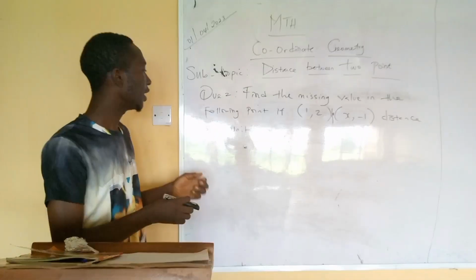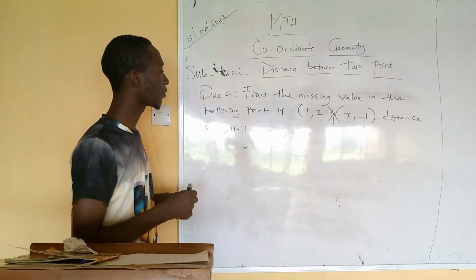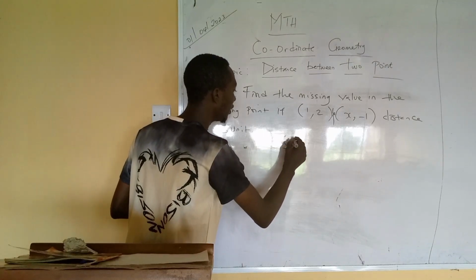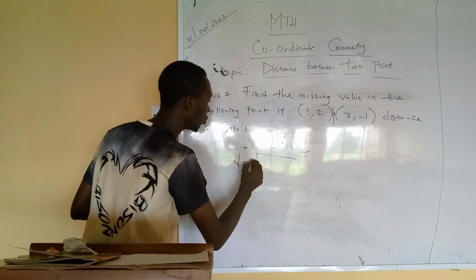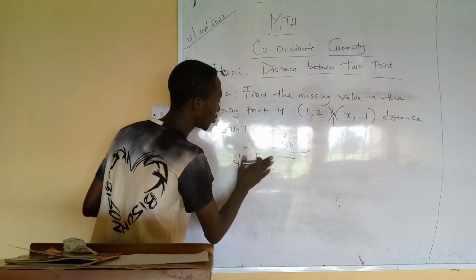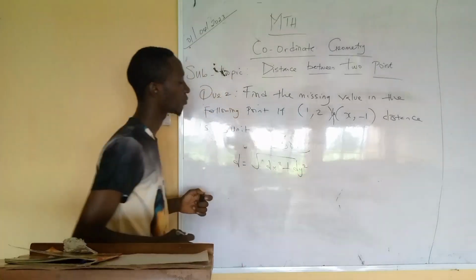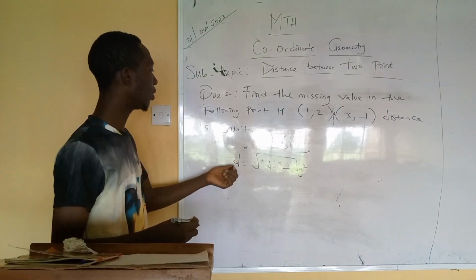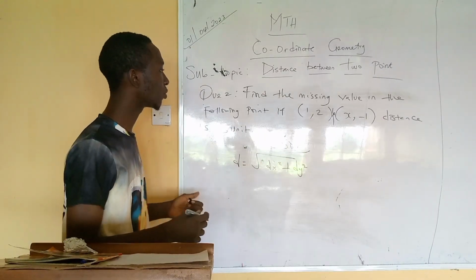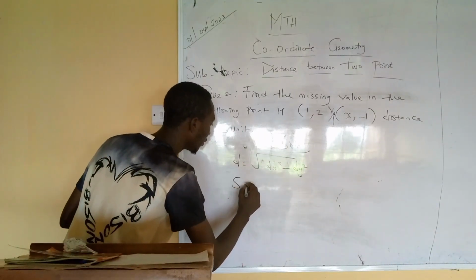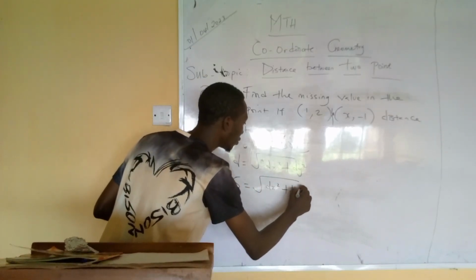If the distance is 5 units. So you already know your d is 5. So let's solve this. It's very easy. So therefore the formula remains the same. D equals root of change in x squared plus change in y squared. We already know our distance is 5 units. So anywhere you see d, you put 5. So the formula becomes 5 equals root of change in x squared plus change in y squared.